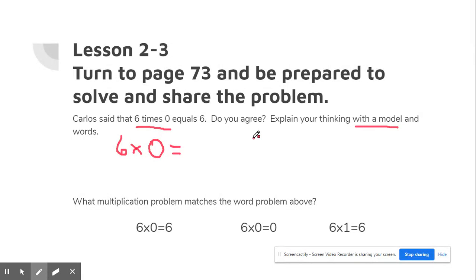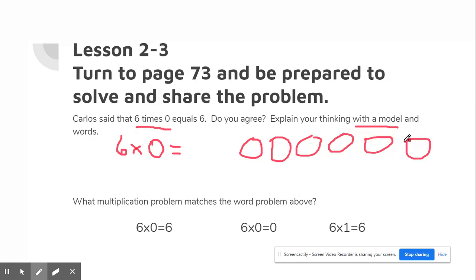So here's my 6 groups. 1, 2, 3, 4, 5, 6. And there's nothing in the groups. So if there's nothing in the groups, then I have nothing to count up. That means there's nothing there. 6 times 0 equals 0.